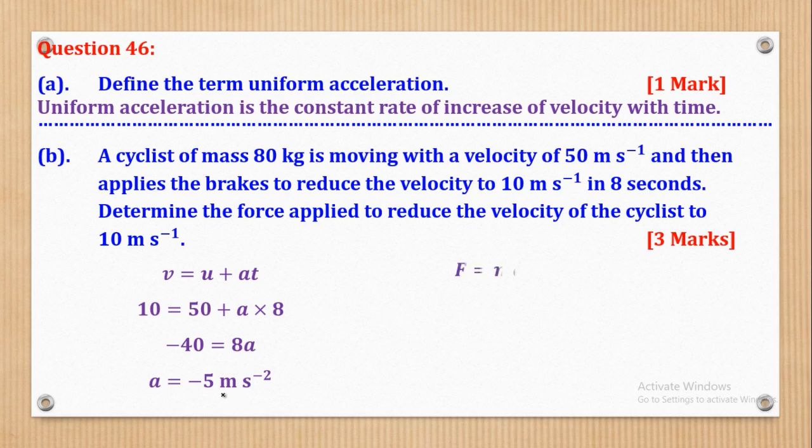So now that I got a and I know the mass, I remember that force is equal to ma. Therefore, mass is 80, a is negative 5, to come up with negative 400 newtons. Therefore, the force applied is 400 newtons.